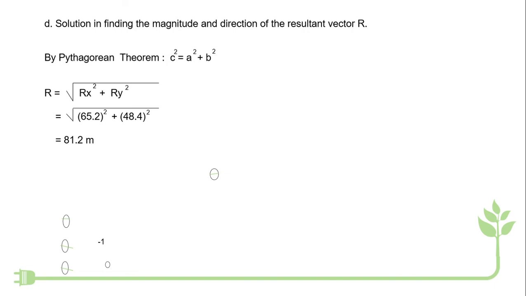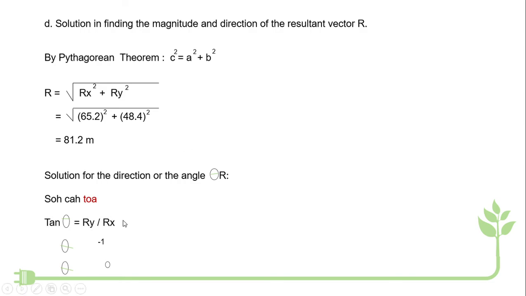Are we done? Not yet, because we still have to find its direction. How to find direction? Using the trigonometric functions, we can make use of the tangent function. Tangent theta is equal to Ry over Rx. Since we already know these two components of the resultant vector, we can now solve for its angle. But using this one, why would we have a negative 1 here? That's what we call inverse tangent, so that the remaining variable on the other side is the angle, because we're looking for the angle.